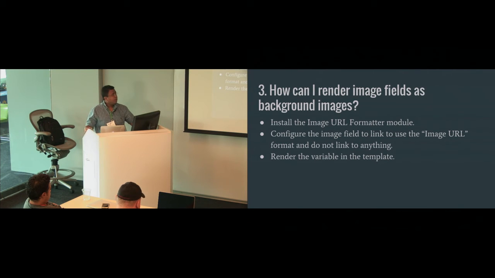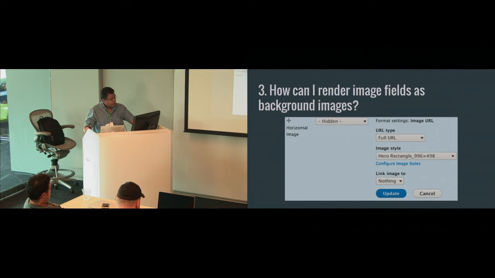So how does that work? I already have the module installed. When I go to the manage display section of the content type, I go to the field itself and I say do not render the label, so the label will be hidden. Use the image URL formatter, and that will make sure that we render that URL only.